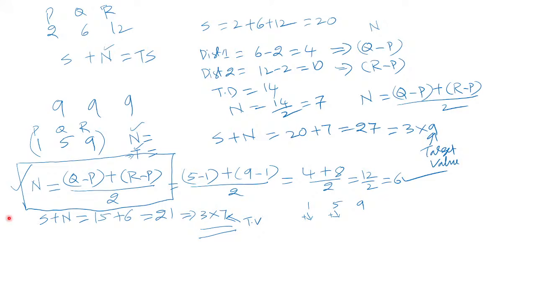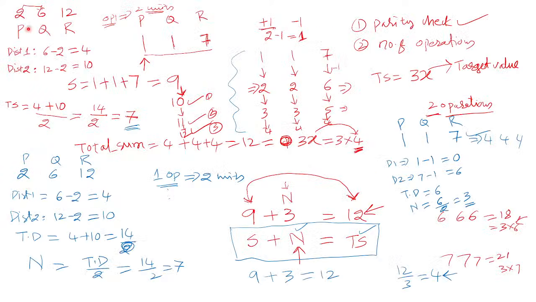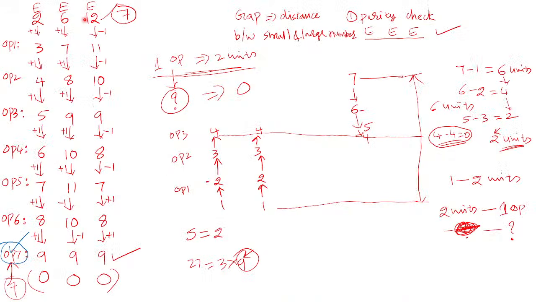Similarly, for this 2, 6, 12, we worked out that the number of operations required is 7 here. This is the answer which we got. If there is any other test case you want me to test, just type it in the chat and we will test that.